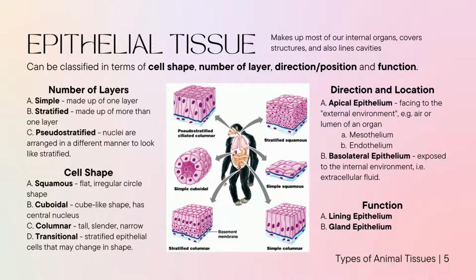Next is the function. Epithelium is classified based on function into lining and gland epithelium. When we say lining, it lines the organ. The function of the epithelium is to line the organs, to cover the organs only. For the gland epithelium, its function is to secrete nutrients and hormones, and absorb nutrients coming from the blood.